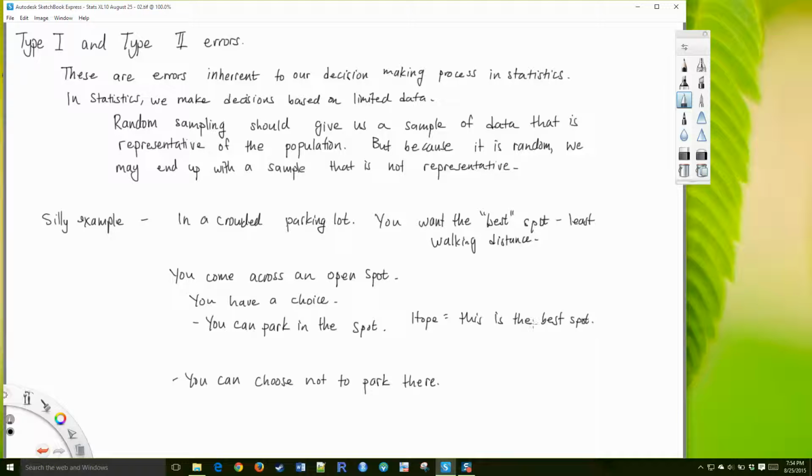And the quote-unquote mistake, or the disappointment, would be if we come across a better spot.